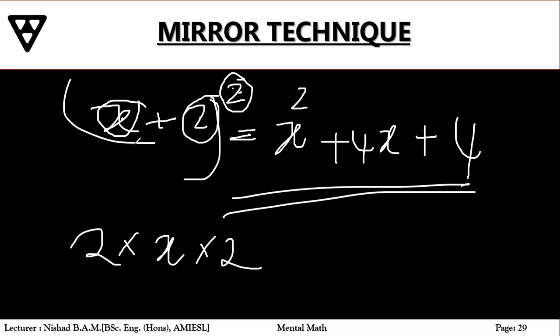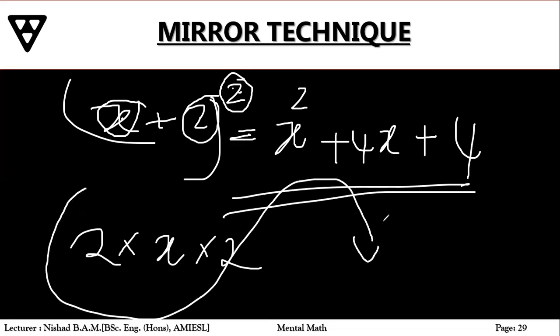In the previous method, I did a lot of calculations. I finally obtained this one, x squared plus 4x plus 4. So likewise, you can obtain that one.